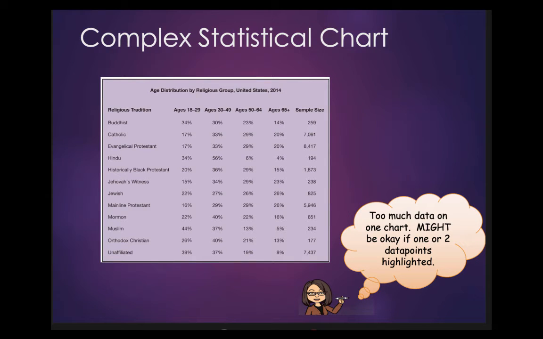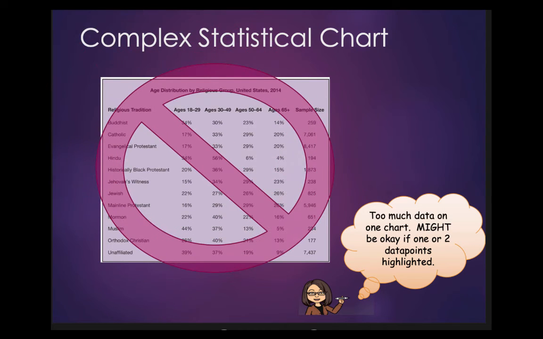In slide 15, we have a much more complex statistical chart, and there's way too much data on it. It might be useful if you highlighted a point, but generally speaking, this is an example of what not to do.